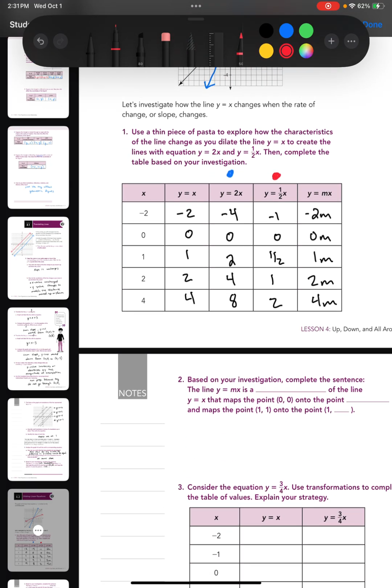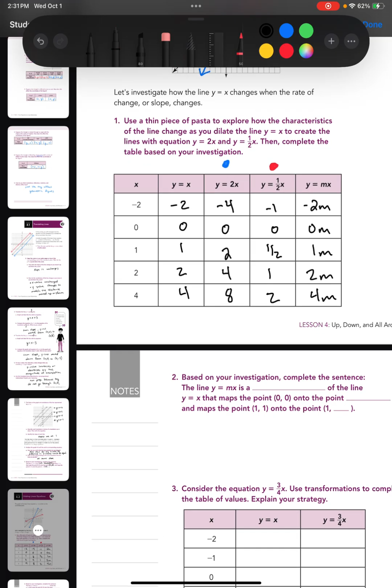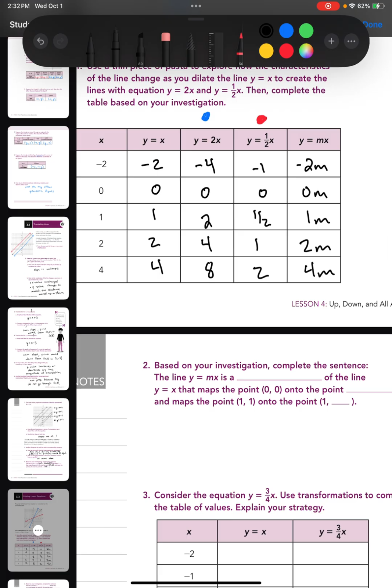Okay, based on our investigation, we're going to complete that sentence about dilations. The line y equals mx is a dilation of the line y equals x that maps the point (0, 0) still to the point (0, 0). So we're staying at the y-intercept. It's not shifting up or down. And it maps the point (1, 1) to (1, 1) times m, multiplying by that dilation factor.